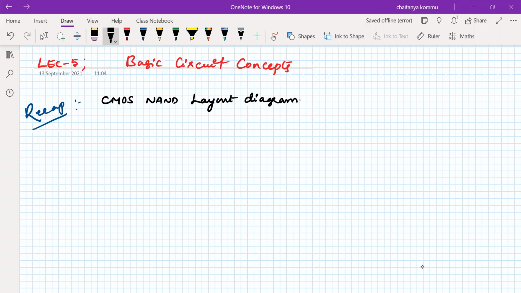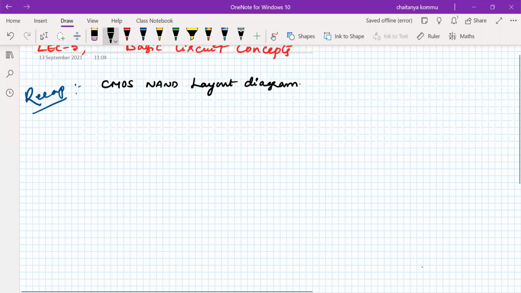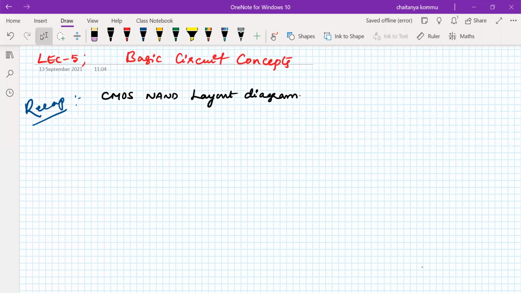So what is the prerequisite for drawing the layout? The circuit diagram is important for us. Let us draw the circuit diagram. So for the CMOS NAND gate, how do we draw it? The symbolic representation is this one, the NAND gate, the logic diagram.